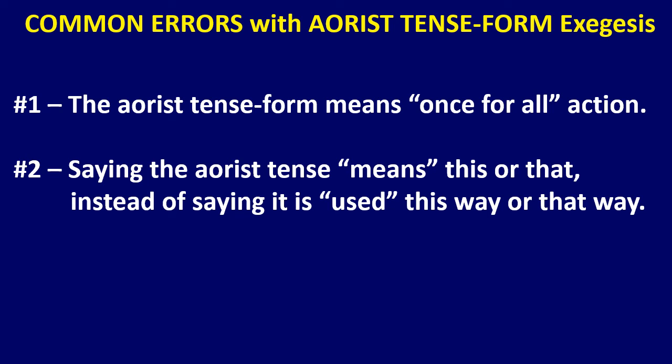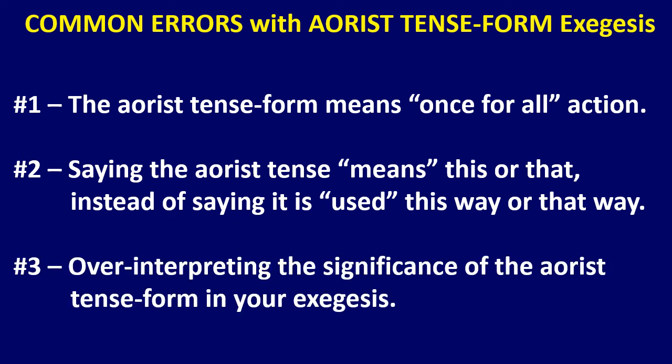And because the aorist tense form is used in such a variety of ways to depict different kinds of action at different times, we have to be careful not to imply that it has an inherent meaning or significance every time it's used. So the second common error involves the aorist having an inherent, quote-unquote, meaning. And the third common error that we're going to see is similar, and that involves reading too much significance into the aorist tense form when it does occur.